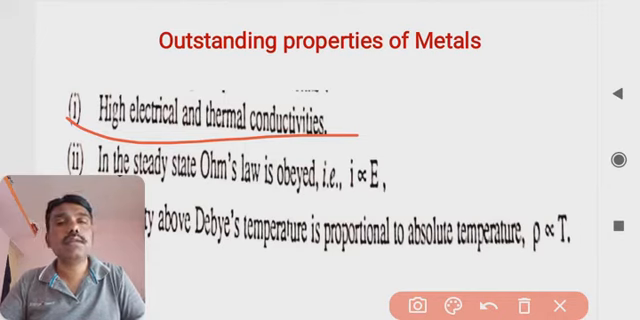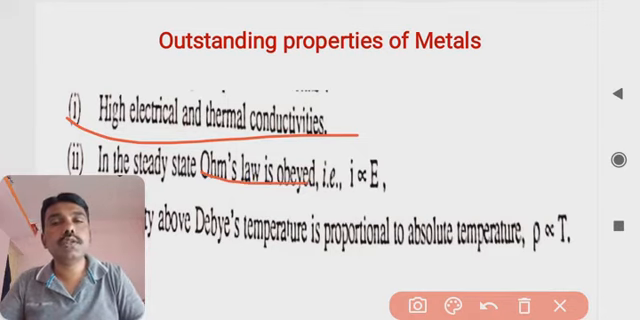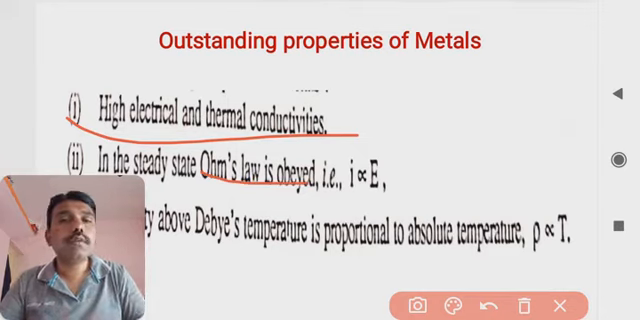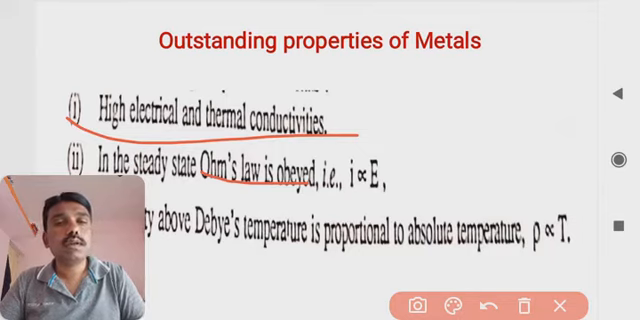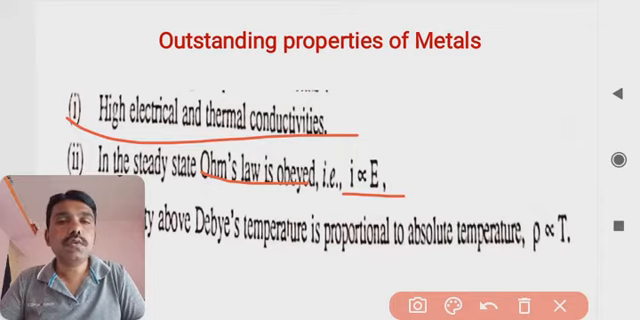Again, the second point is that metals obey Ohm's law. And what is Ohm's law? Whatever input voltage is given, the output current will pass accordingly. How much voltage is given, that much current will pass through the metal. In the steady state, Ohm's law is obeyed, that is, I is directly proportional to E, the electric field given to the metal, and that amount of current will be transferred through the metal. That is nothing but Ohm's law being obeyed.